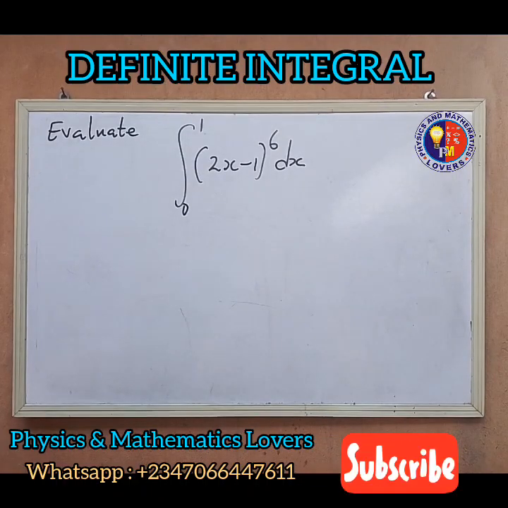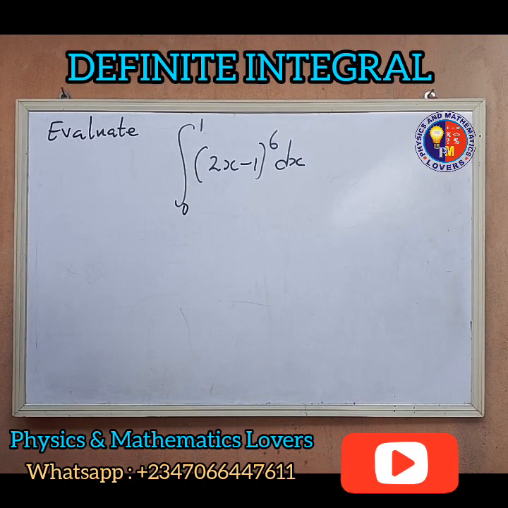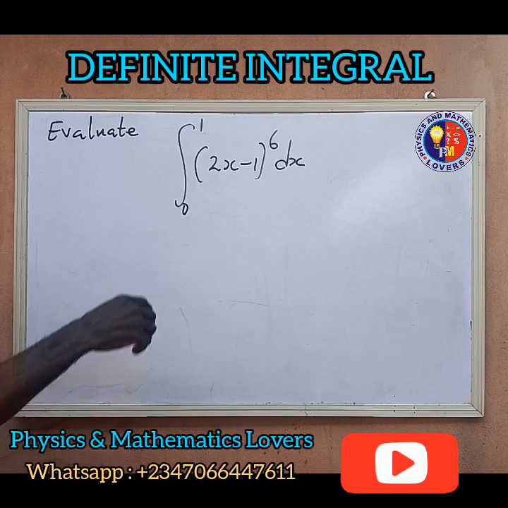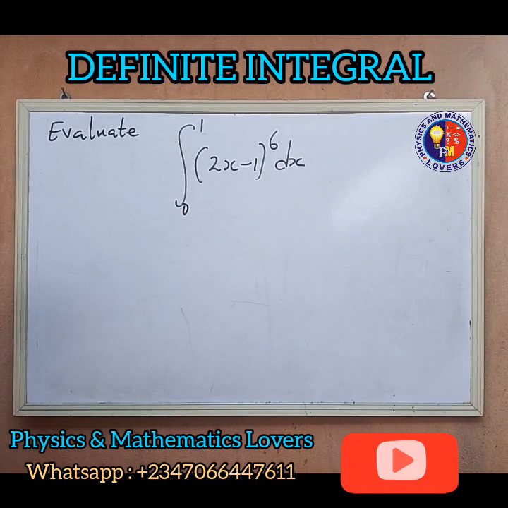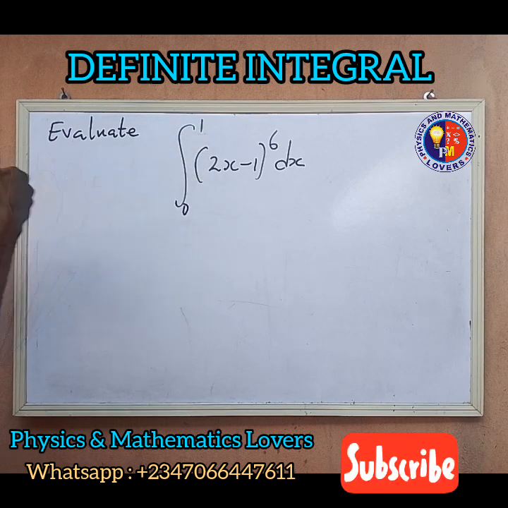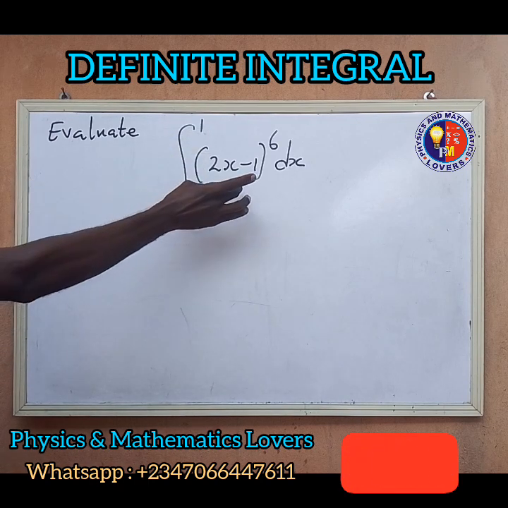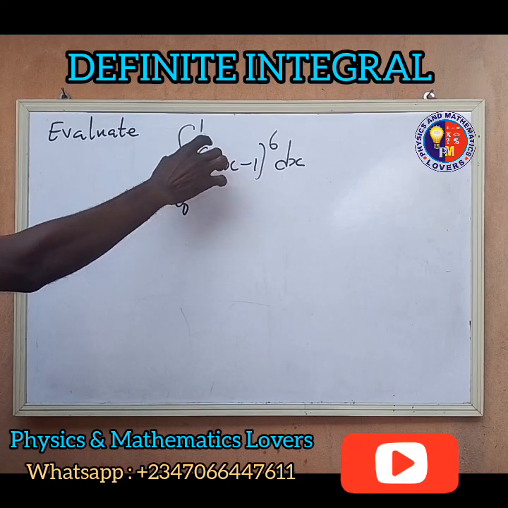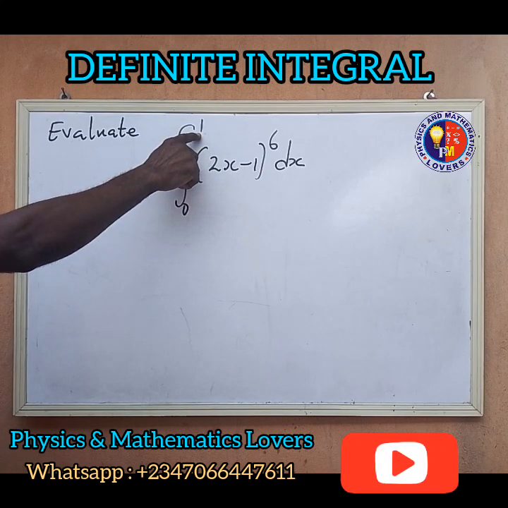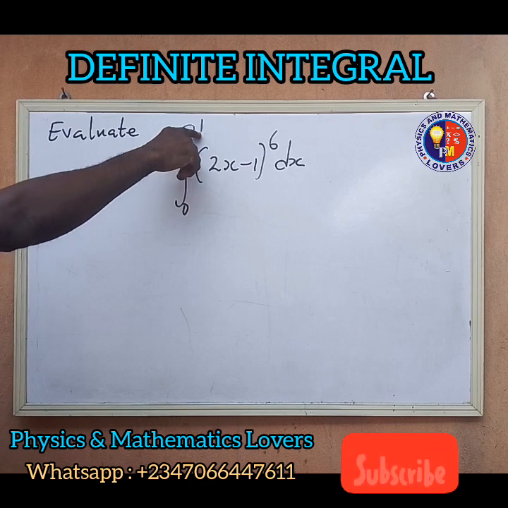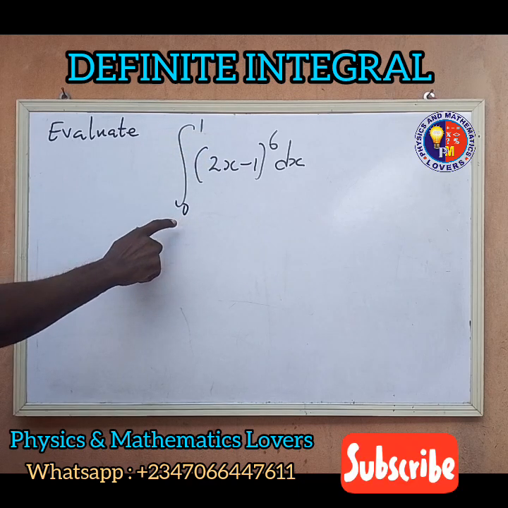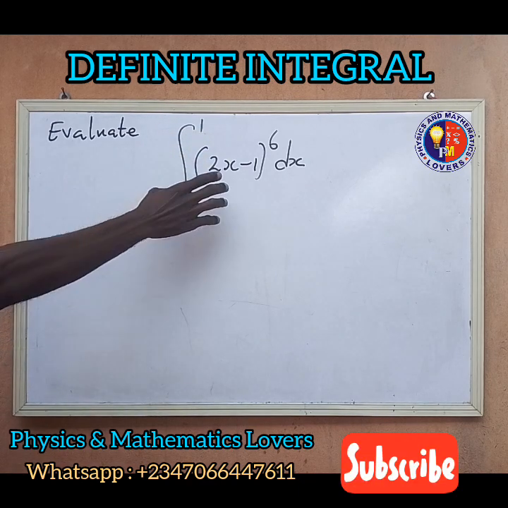Today, everyone, let us consider this question on definite integral. So this is a definite integral. We have the upper limit and the lower limit. So how do we solve this question? First of all, we have to integrate what's inside here. Then you take the value of the upper limit, substitute it here, minus the lower limit. So in this case, there will be no constants.